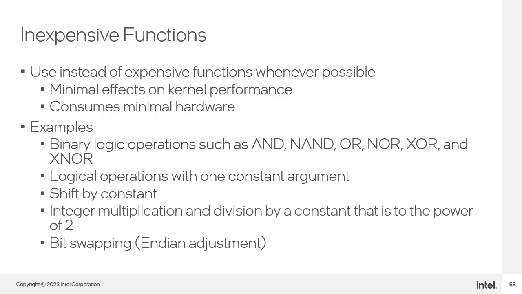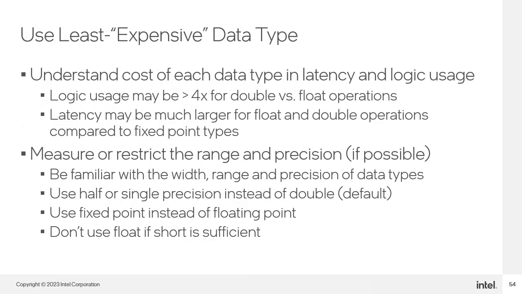Shifting is small and fast, and integer multiplication and division by a constant that is a power of 2 will be implemented as a shift. Also, bit swapping is very small and fast as well. Try to use the least expensive data type.